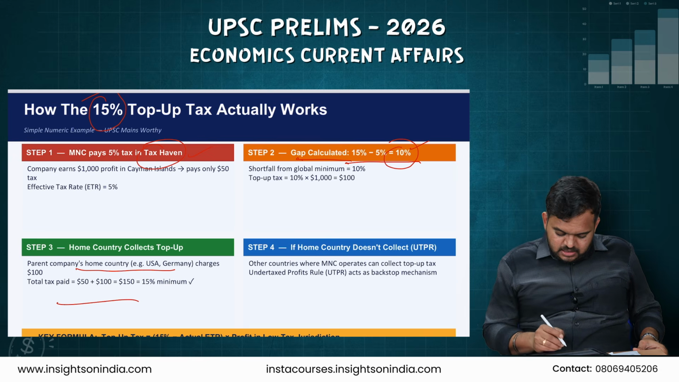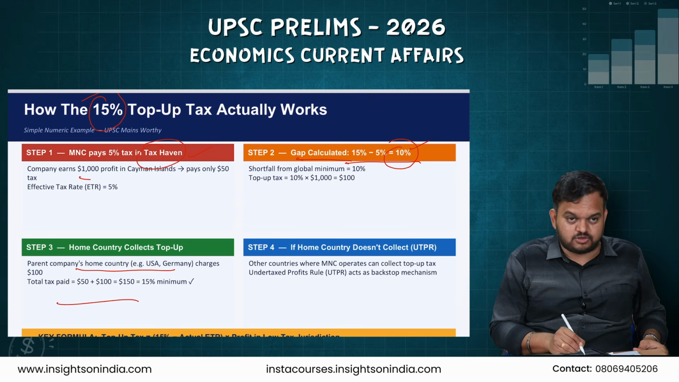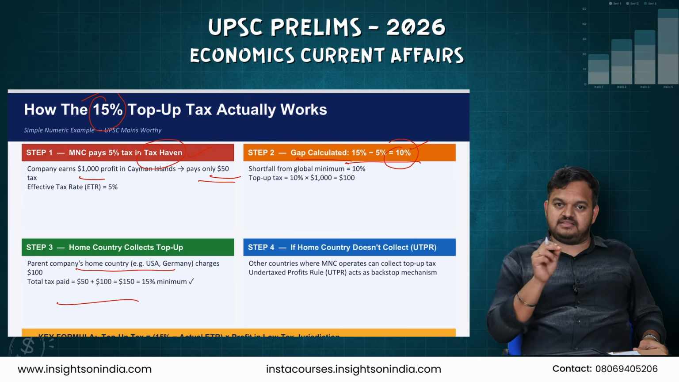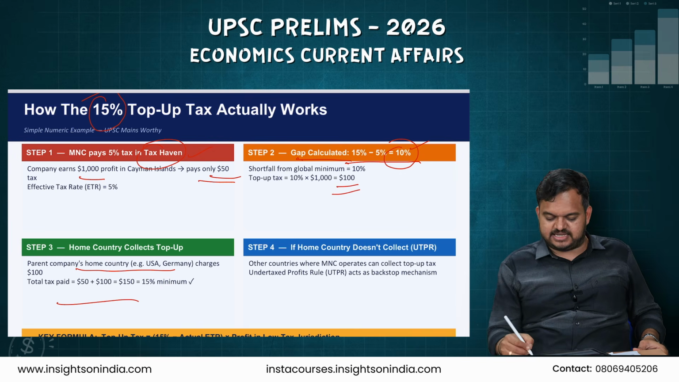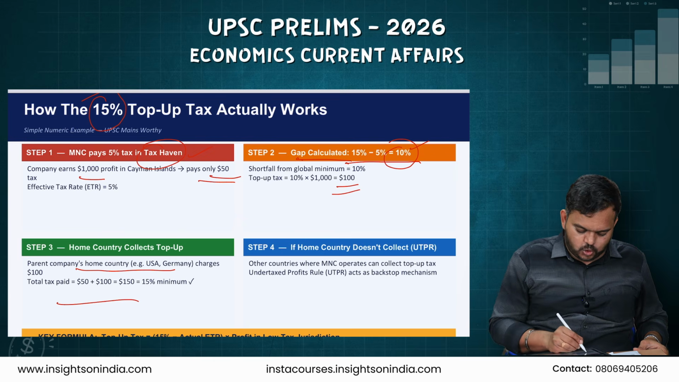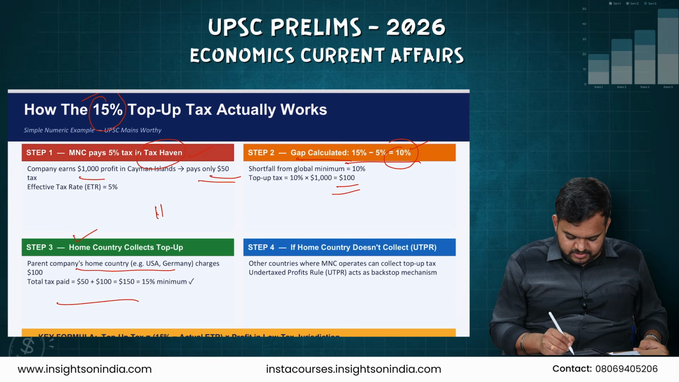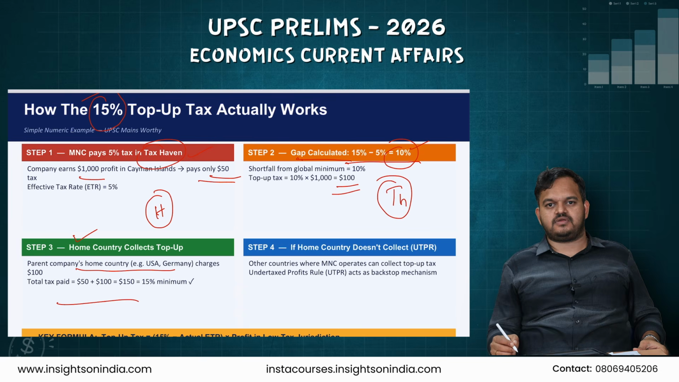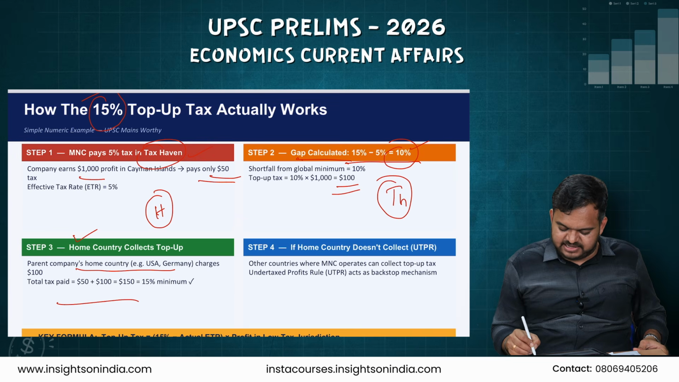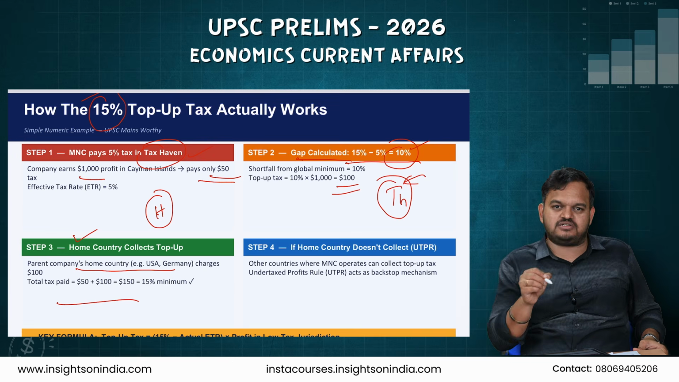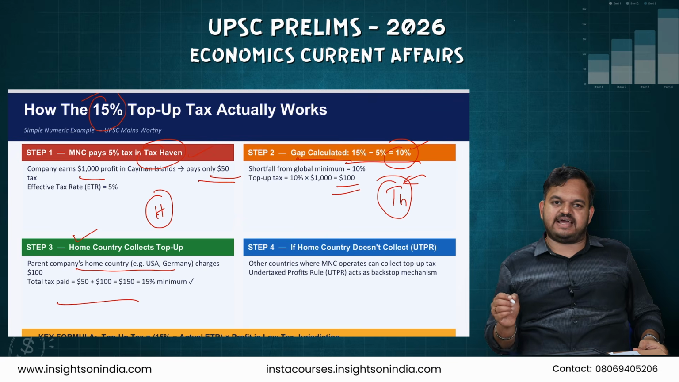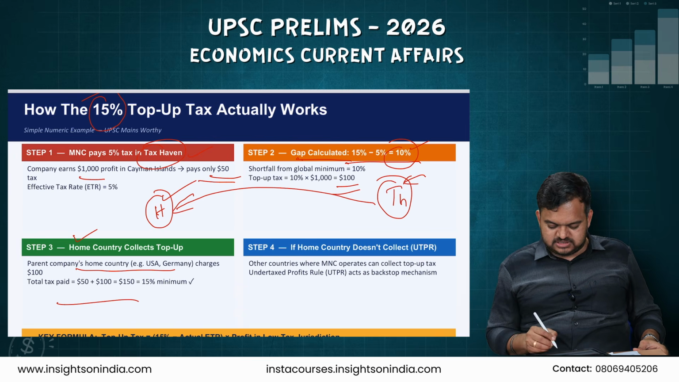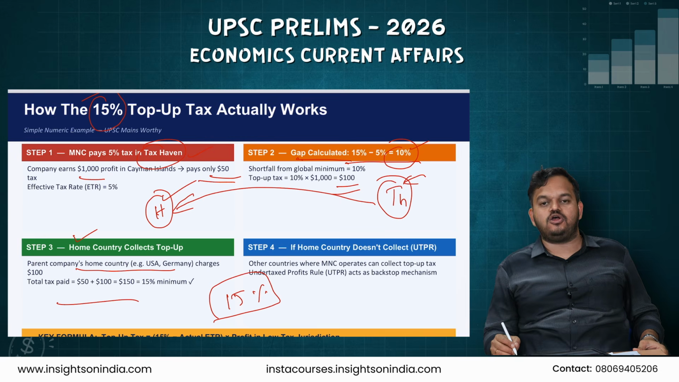In an example, if $1,000 profit has been shown, $50 has been paid in the tax havens. The rest, that is 10% of the profit, is going to be collected by the home country. The home country is where the company has been registered. If the tax haven country where the profits have been declared does not charge the required amount of tax, the remaining tax is collected by the home country. So summing up to 15% of the total tax, that is called global minimum tax.